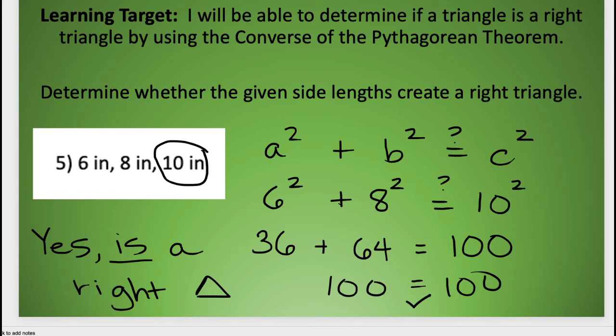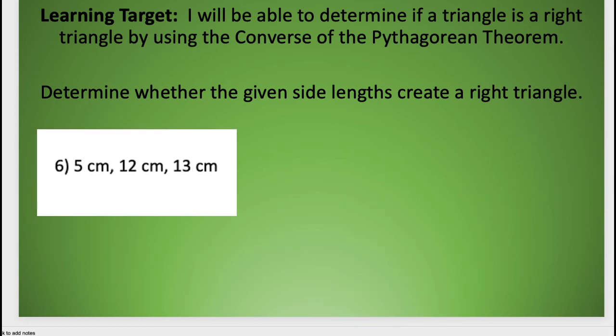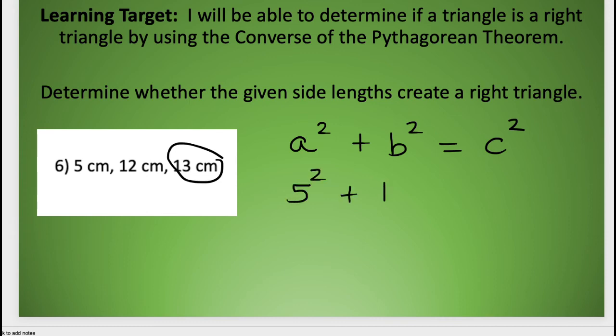Let's do one more example together. Once again, we're going to determine whether the given side lengths will create a right triangle or not. We have 5 centimeters, 12 centimeters, and 13 centimeters. So the value that I'm going to substitute in for C would be the 13, because that is the longest side in these three. So I'm going to go ahead and put in the 5 for A, the 12 for B, and the 13 for C, as we just talked about.